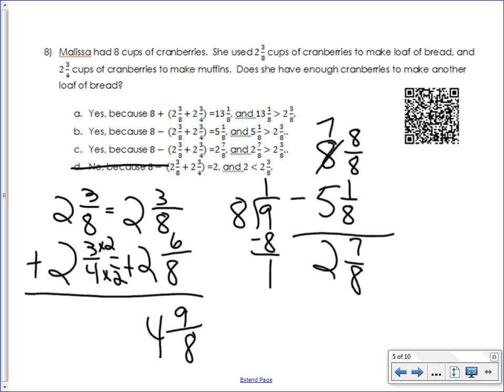Okay? So I can eliminate D. Now let's look at my other answers. Did I add how many cranberries she used to what she had to start with? No, you have to subtract that out. So A is not going to be right. And then, 8 minus 2 and 3/8 plus 2 and 3/4 is 5 and 1/8, and is 5 and 1/8 greater than 2 and 3/8? No, that wouldn't be it. 8 minus 2 and 3/8 plus 2 and 3/4 equals 2 and 7/8, which is what we got. And 2 and 7/8 is greater than 2 and 3/8. Your answer here is C.